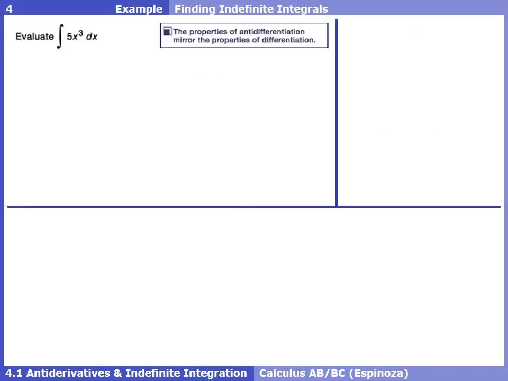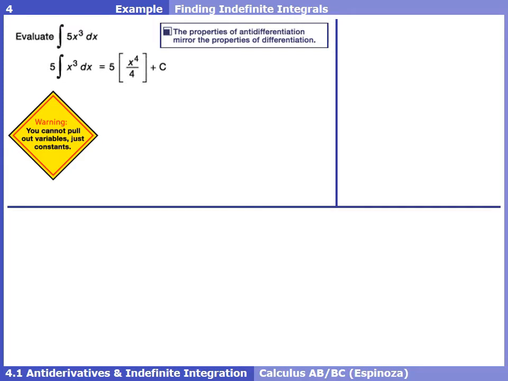Okay, let's try a bunch of examples and try to figure out how to find antiderivatives, or take an integral. So we're trying to evaluate the integral of 5x cubed dx. One more time I can remind you of this. That 5x cubed is a derivative, and this expression is asking us to find the antiderivative, or the original function. So we can use that constant multiple rule that allows us to pull the constant out to the front. And now we can apply the power rule to this problem.